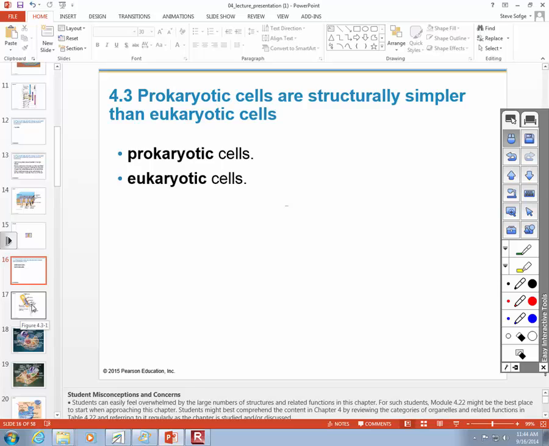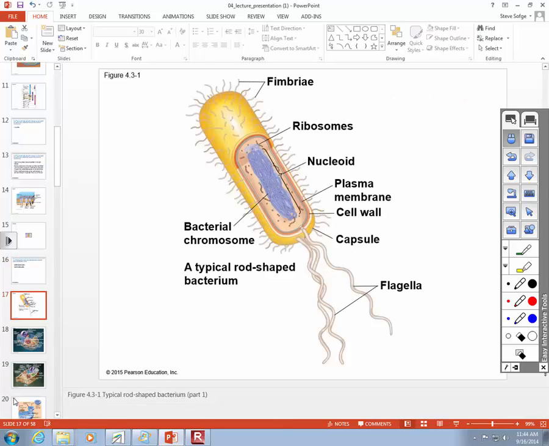Now, this is a prokaryotic cell, a bacterium. This one has everything you could possibly put on a bacterium. They don't all have all these things. If it had everything possible, this is it. Well, no. Most of them are not nearly this complex.